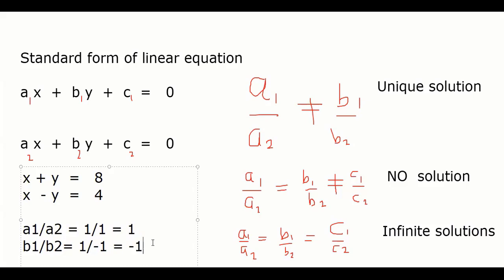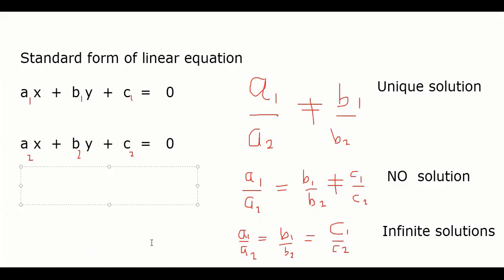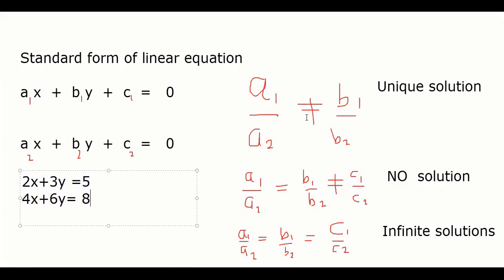If I give 2x plus 3y equal to 5, and 4x plus 6y equal to 8, everybody write on the chat which type of solution and why. Dhruv says no solution. Vallabh says no solution. Dhruv, why no solution? Sir, because A1 by A2 is equal to B1 by B2, but it is not equal to C1 by C2.